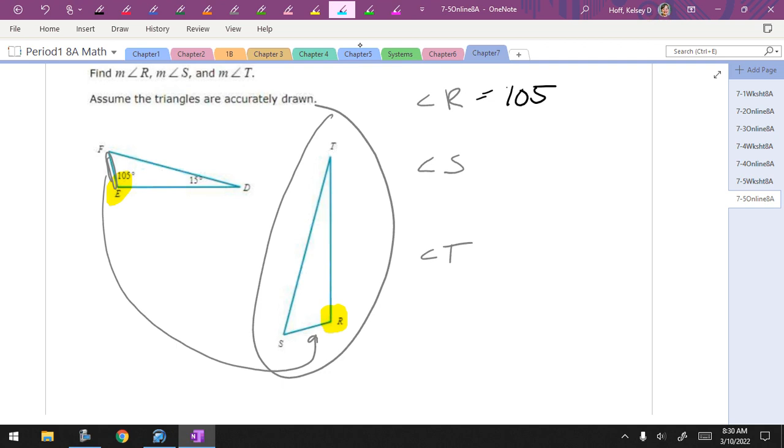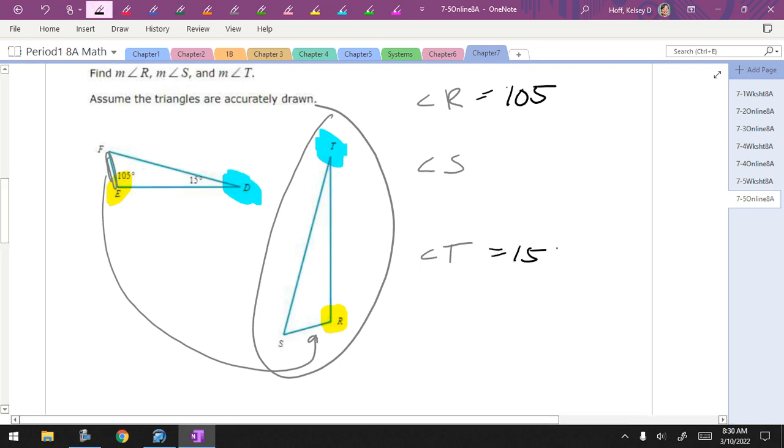Raise your hand. Petro? D and T. Agree or disagree with him? Agree. So angle T is 15 degrees. So by process of elimination, Miss Hoff thinks that she can assume angle F and S are the same. Do you agree with her?